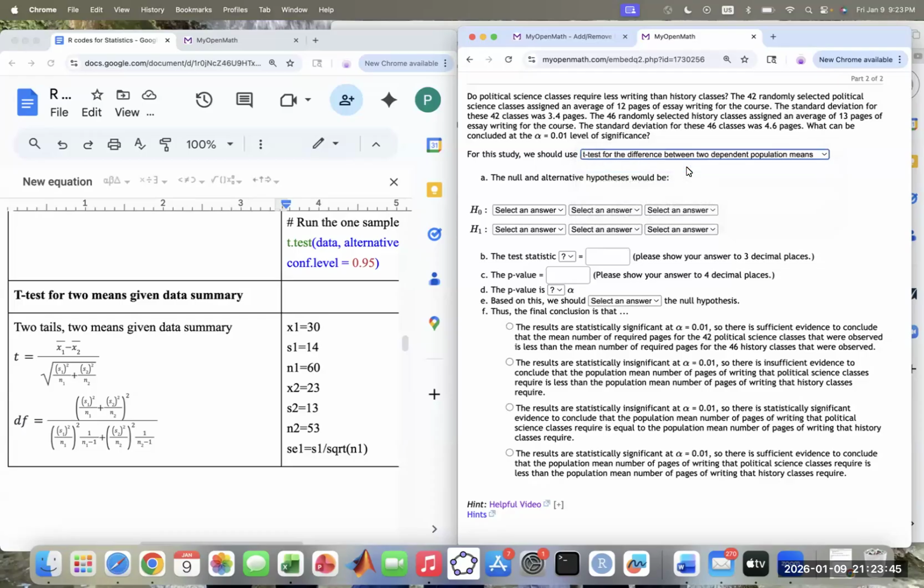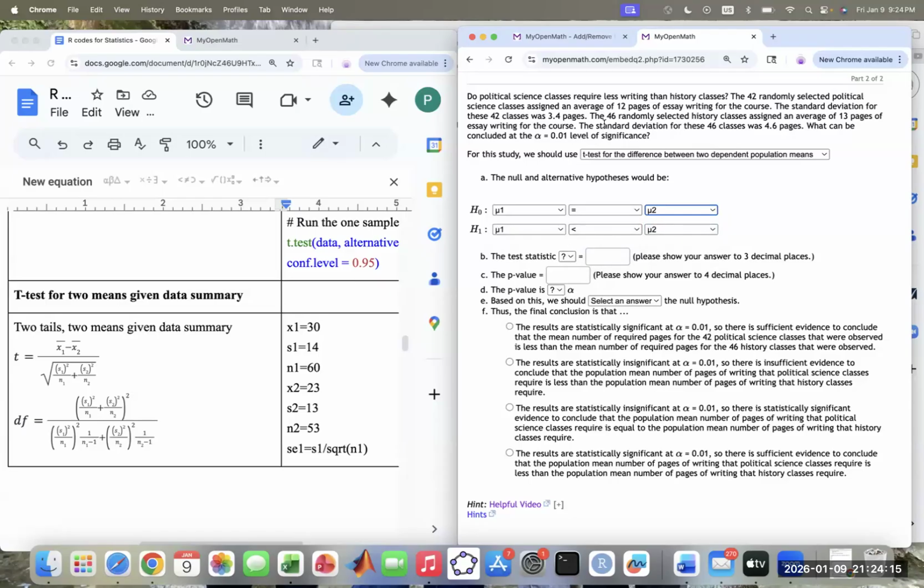Then less than would belong to your H1 right here, so I will have mu1 less than mu2. Yeah, so we have that right here. And then the H0 would be the opposite, so greater or equal, but for H0 we always choose the equal side only. So I have it right here, mu1 equals mu2. Then we do the test statistic right here.